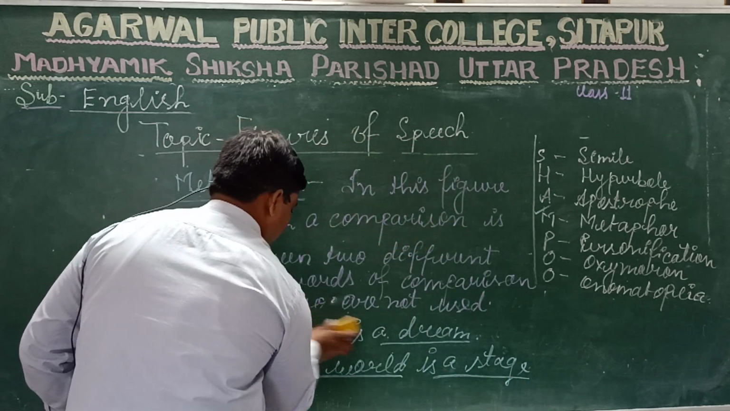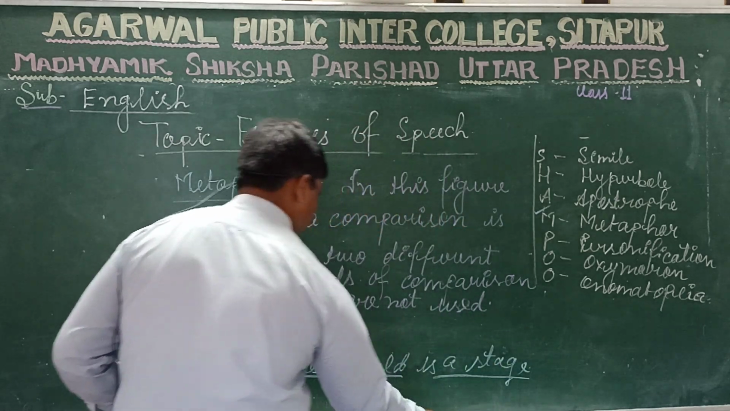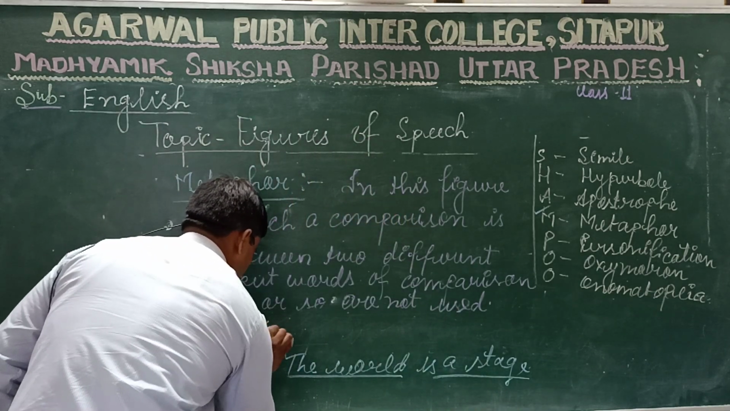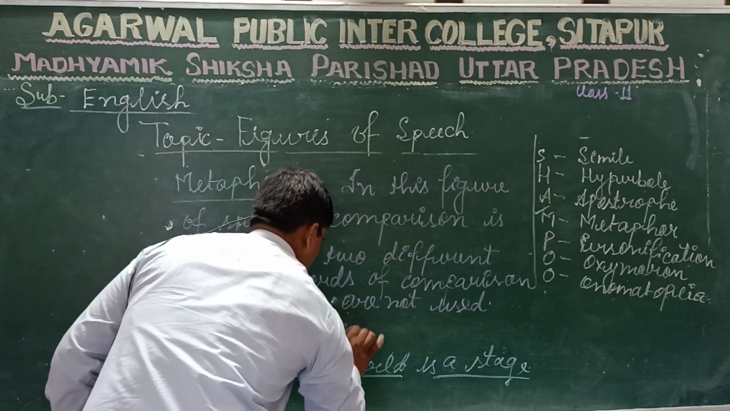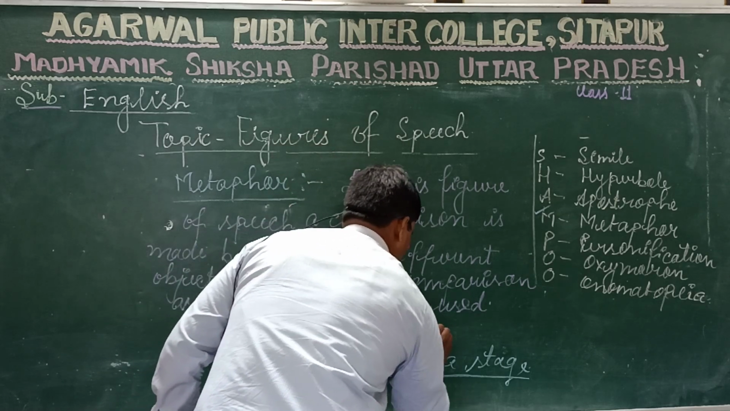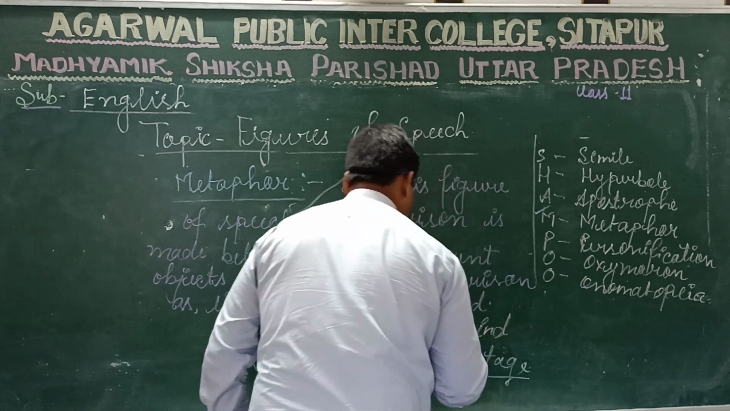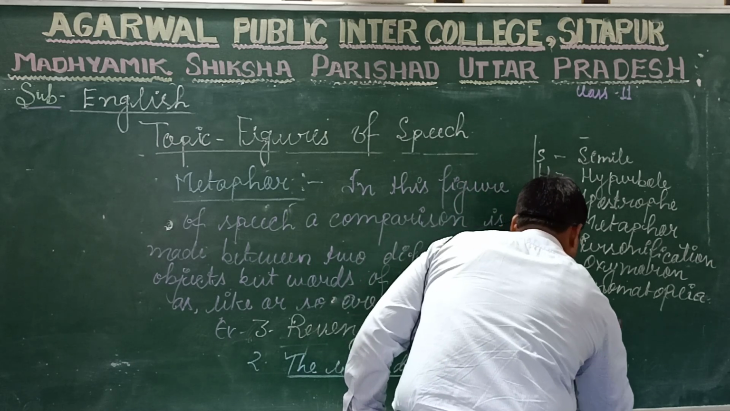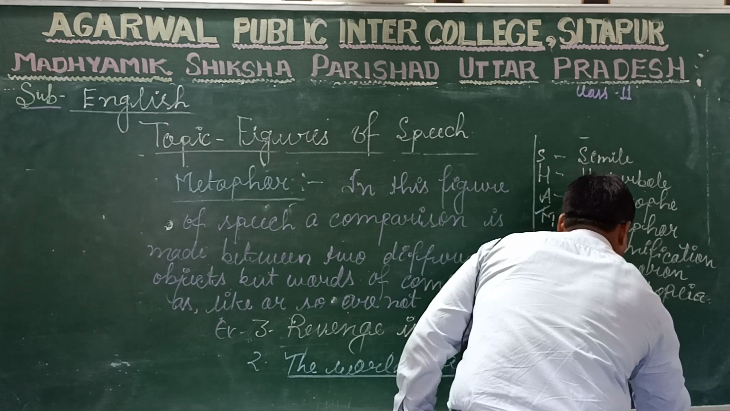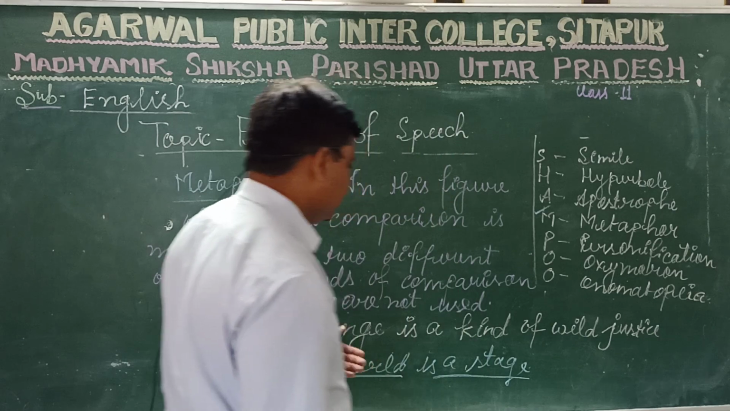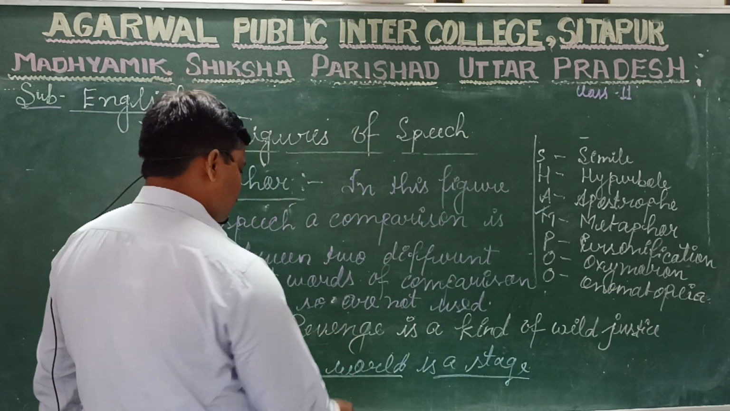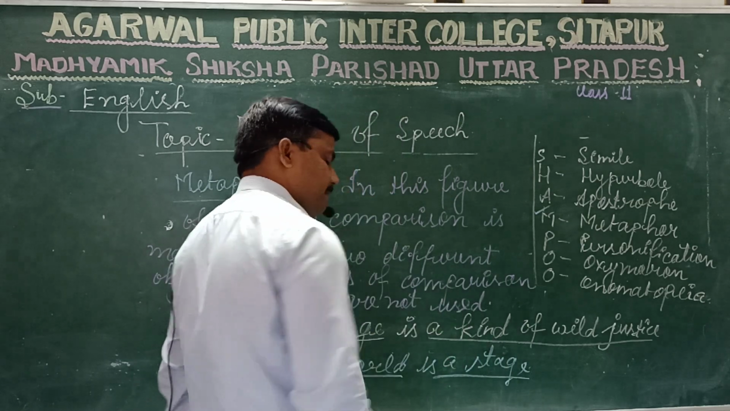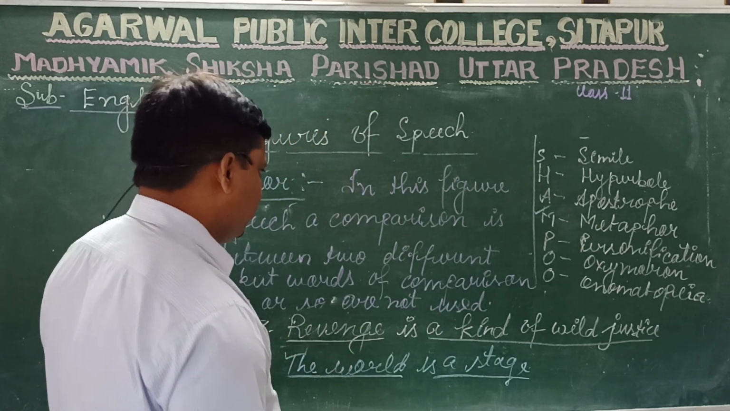Another example, example number three: revenge is a kind of wild justice. So in this example you may see here revenge is compared to a kind of wild justice. So this is the metaphor.